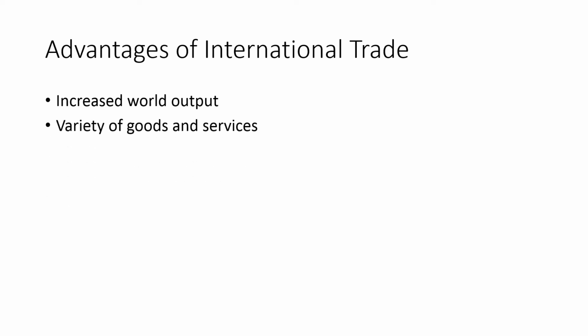Second, variety of goods and services. A variety of goods and services are made available for consumption by consumers of a country. Consumers get to enjoy some goods that cannot be produced in their own country due to geographical or other reasons. For example, Malaysia cannot produce apples and grapes.